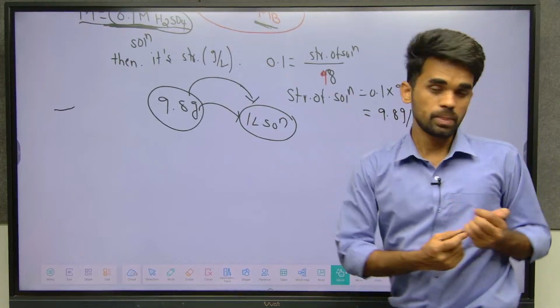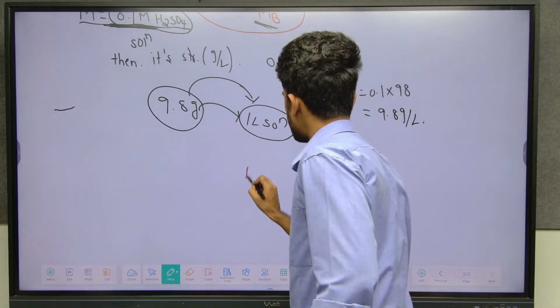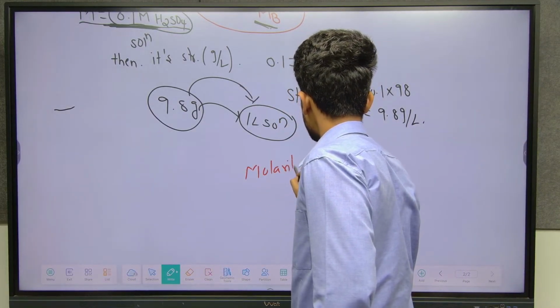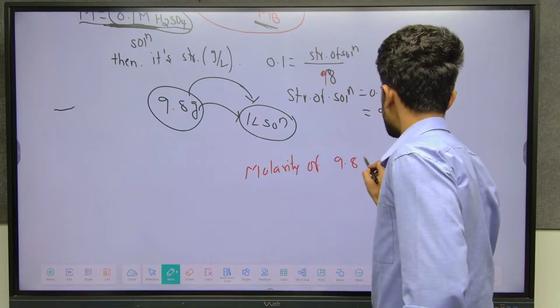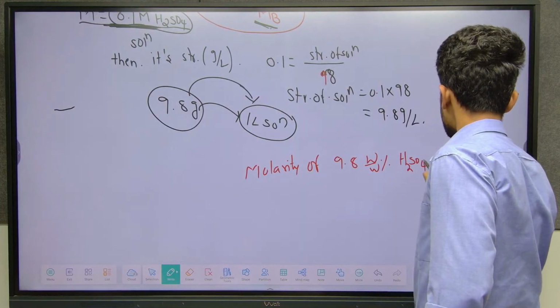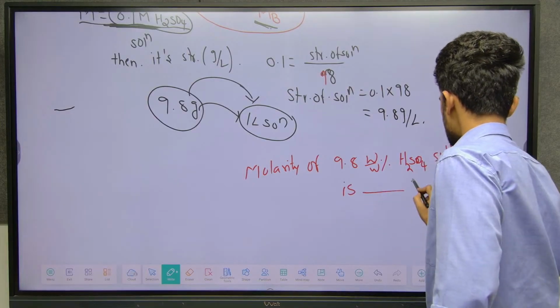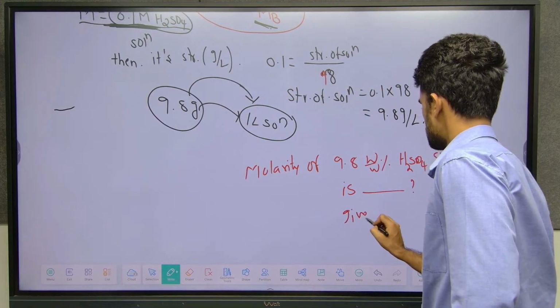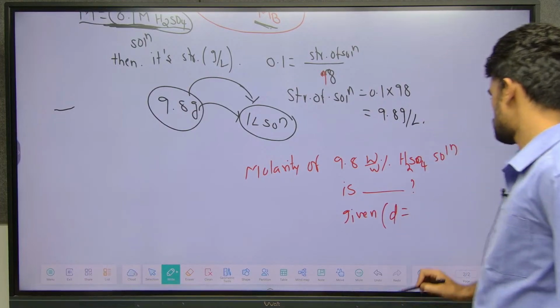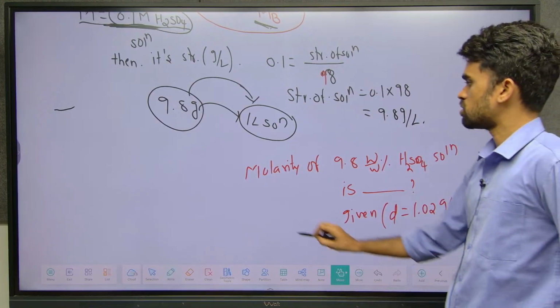Write one question, everyone. Molarity of a 9.8 weight by weight percentage sulfuric acid solution is dash, given. So do this.